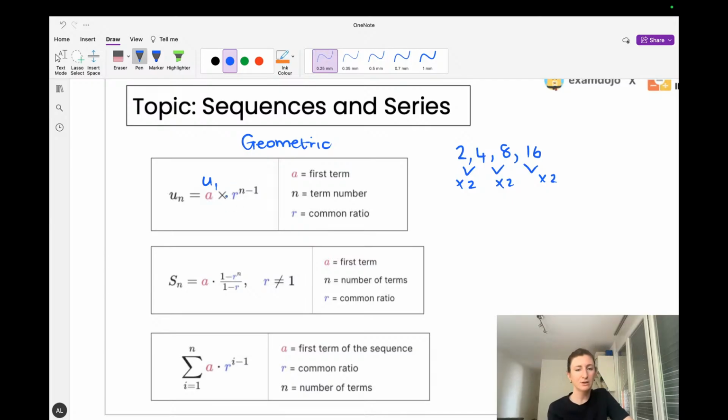And then n minus 1. So they all use the same thing. So let's set that up. I want un for this one, a general term. My u1 is 2, times my common ratio, which is also 2, and then n minus 1 we leave like that.